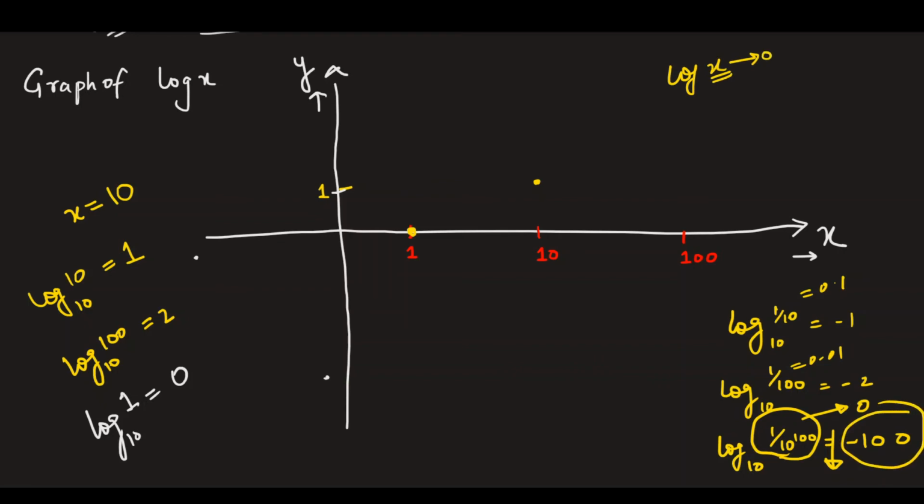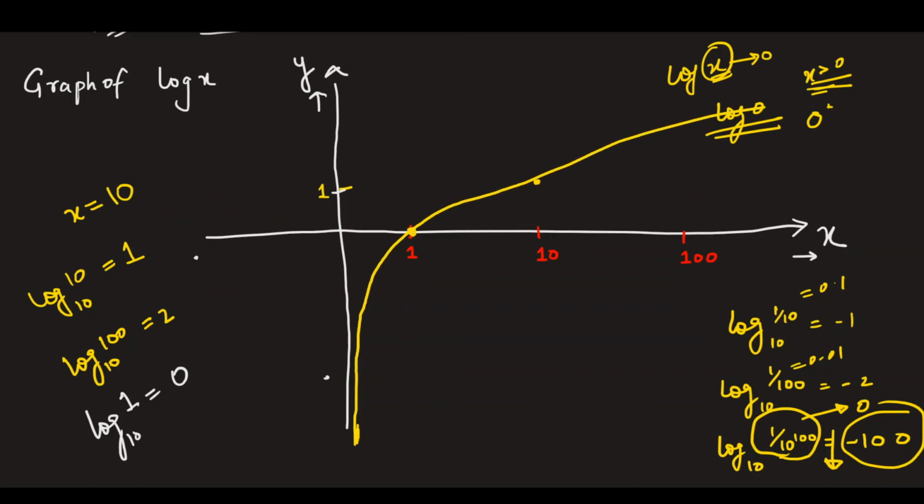So the graph will start from here somewhat, but log of 0 is not defined, because we have a property that x should be greater than 0. So we are just tending, meaning x is nearly equal to 0, from the positive side too, because x is greater than 0. So the graph will start from here, then it reaches 1, then it reaches 10, and it goes on, okay.